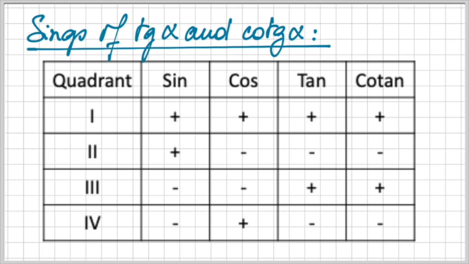And in the fourth quadrant, sine is negative, cosine is positive, so we find a negative sign for the tangent. And for the cotangent, it's exactly the same sign because they're the same formulas, just inversed.